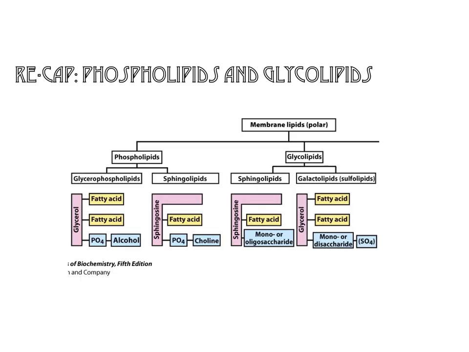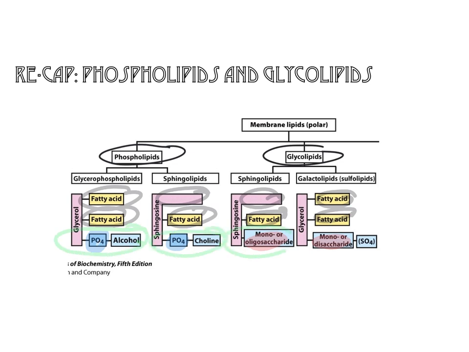Okay, so this is just a recap of the phospholipids and the glycolipids. Phospholipids here, glycolipids here, and just the main components of their structure. So the phospholipids have to have that phosphate on them, and the glycolipids have to have the saccharide on them, or that sugar group on them. But you'll notice that all of these have two tails. They all have two tails, and all of them have polar head groups. I'll just circle the polar head groups down here.